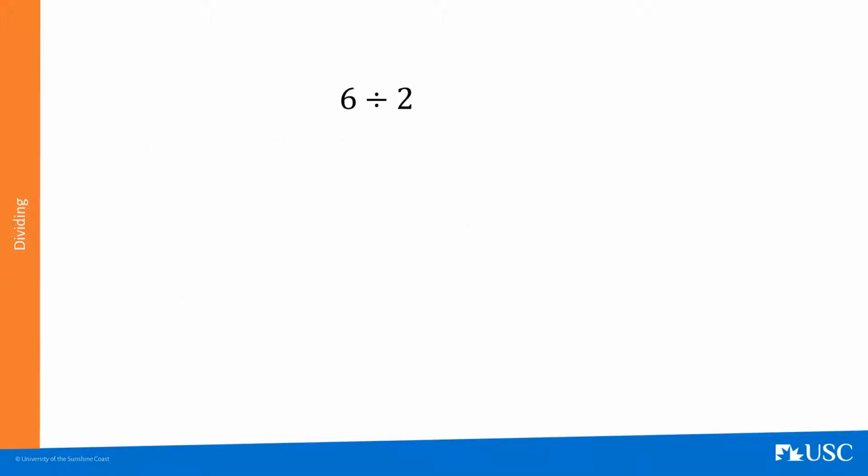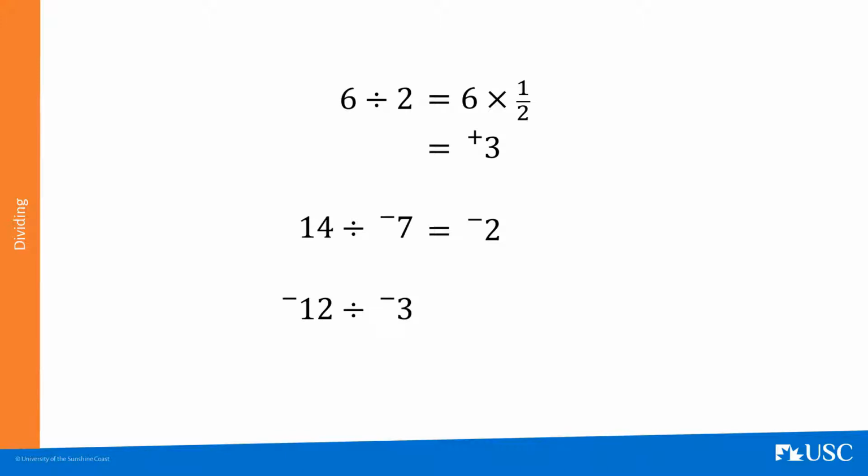How does division work? Well, 6 divided by 2 is the same as 6 times a half. So division works in exactly the same way as multiplication. We started off with 2 positive numbers, and our answer is also positive. Here we have one negative number, and so our answer will be negative. 2 negative numbers here, and so our answer is positive. Division behaves in exactly the same way as multiplication.